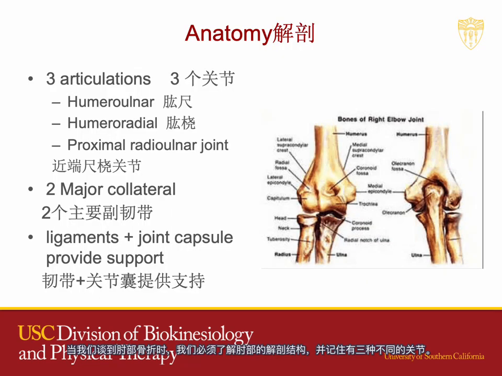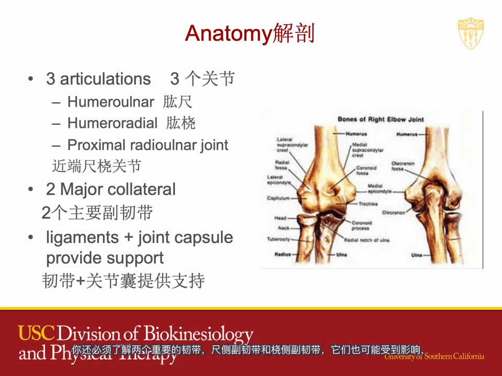So when we talk about elbow fractures, we have to remind ourselves of the anatomy of the elbow. And remember that there are three different articulations. There's the joint essentially between the humerus and the ulna, which is the one we think of the most because that does flexion and extension. But then there's also the joint between the humerus and the radius. And then there's the proximal radial ulnar joint as well. So those all three can be affected with a fracture, and it really is dependent on where the fracture is.